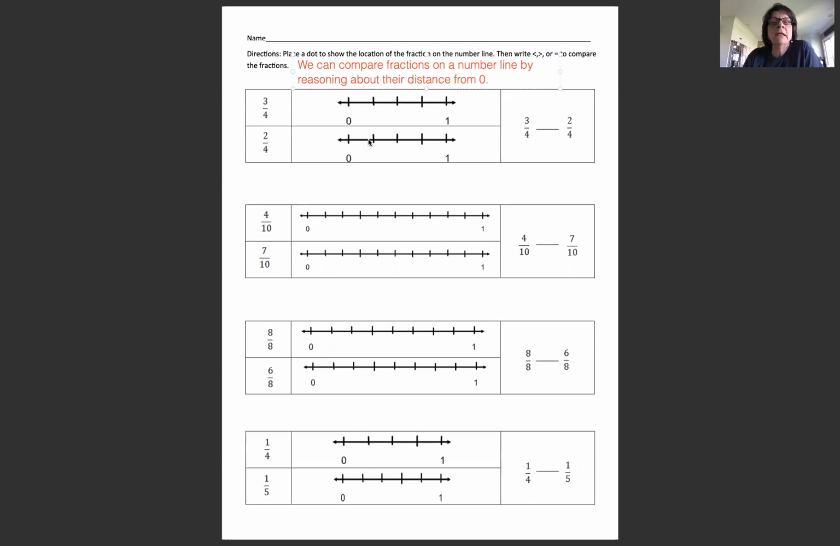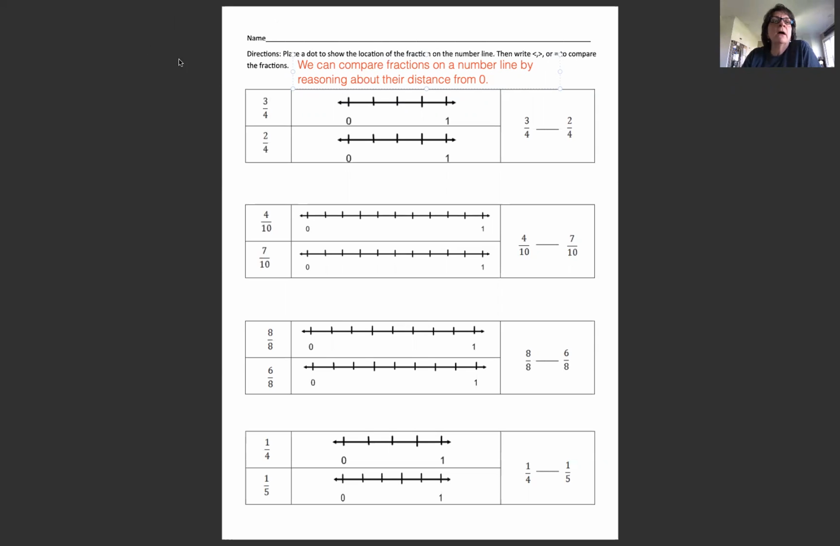Okay, so we have two number lines here. We're going to compare 3/4 and 2/4. The directions say place a dot to show the location of the fraction on the number line, then write less than, greater than, or equal to compare the fractions. So the first one is 3/4. What do you notice about both of these fractions? They do have like denominators, which is what we did a little bit of yesterday.